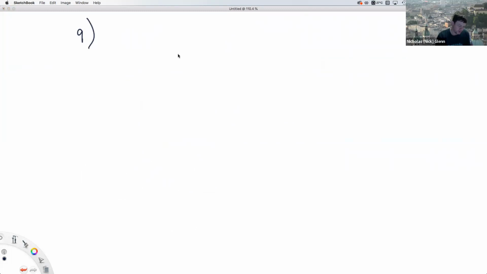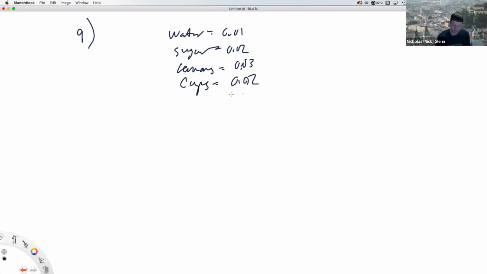So Wanda owns a lemonade stand. She has 5 inputs: water, sugar, lemons, paper cups, and labor. Her costs per glass are as follows: water, 1 cent; sugar, 2 cents; lemons, 3 cents; cups, 2 cents; and labor, the opportunity cost is, oh, sorry, 10 cents. I need to change that.